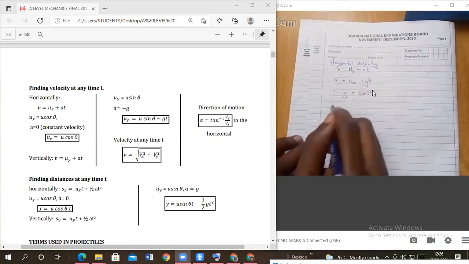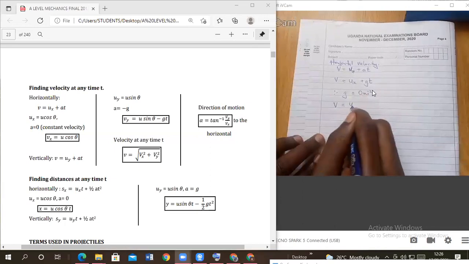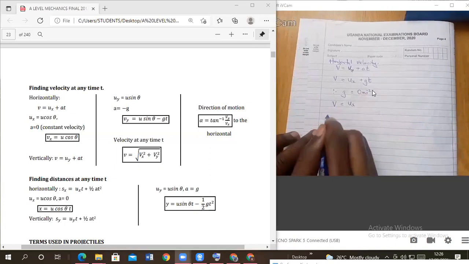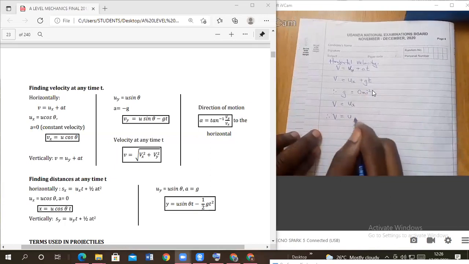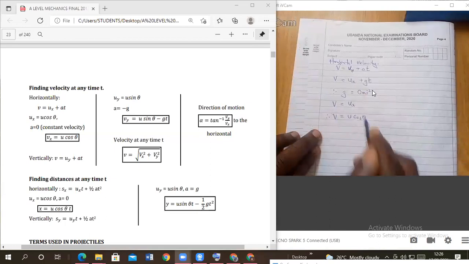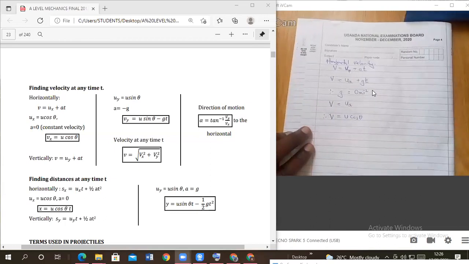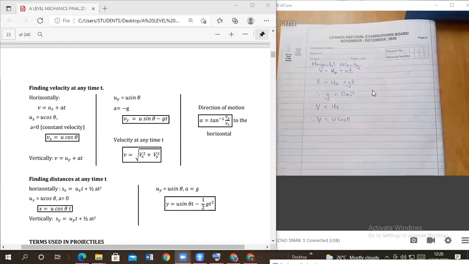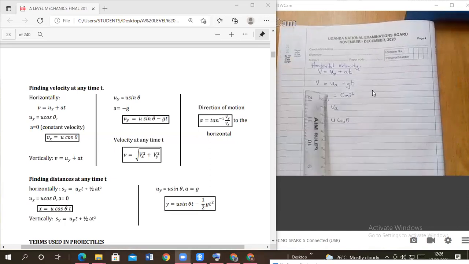So our V will be equal to Ux. But what is Ux? We say therefore our V will be equal to U cos theta. Have you seen that? Members, have you seen that? Yes. The same applies now, let's look for the vertical velocity.